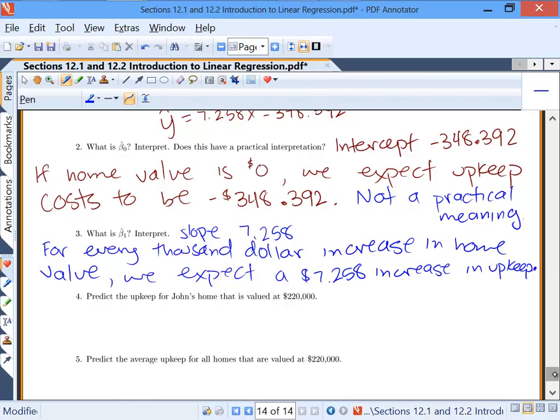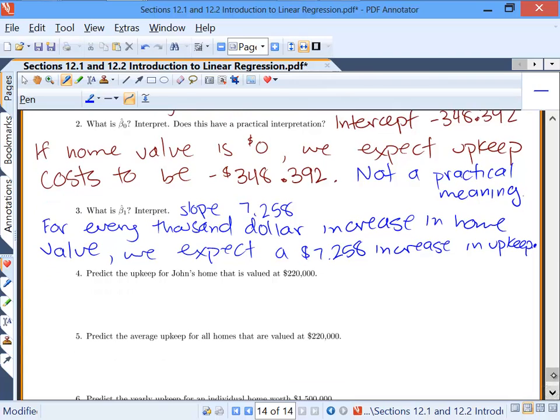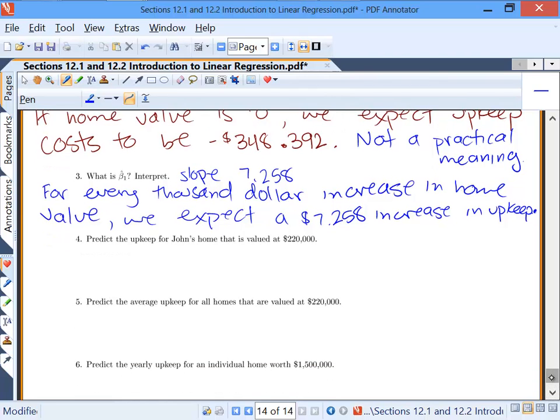And then on home, I get to experience the joys of home upkeep. Apartments are easier. The homes are nice too.